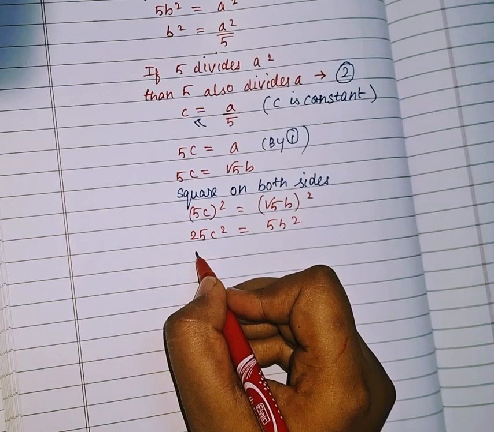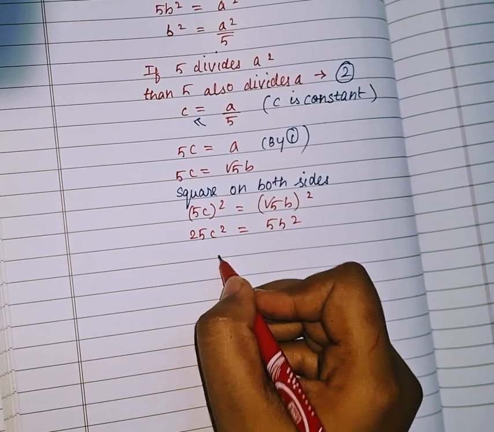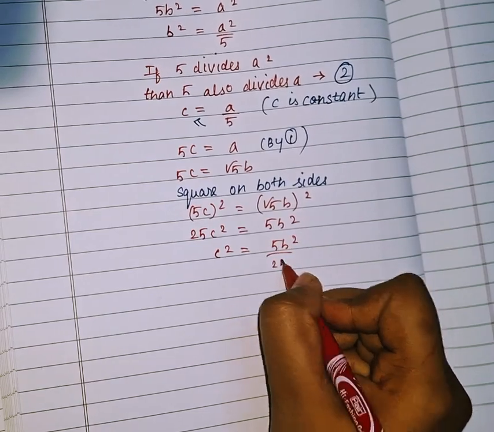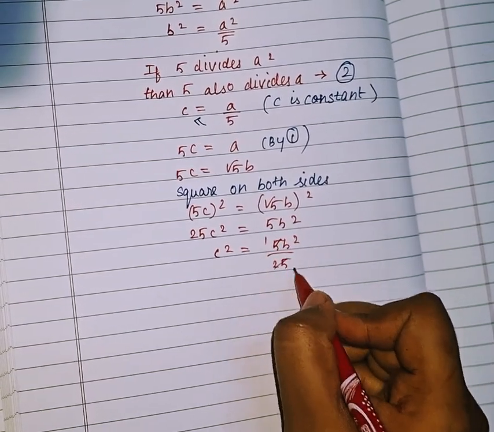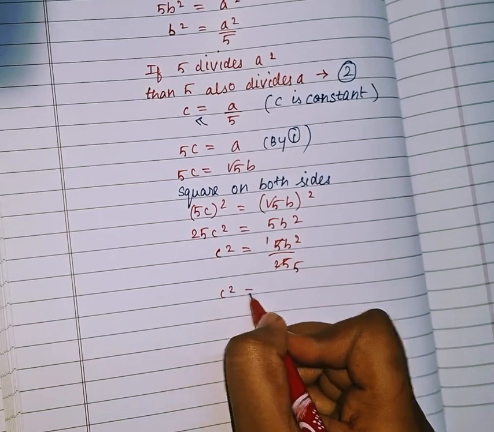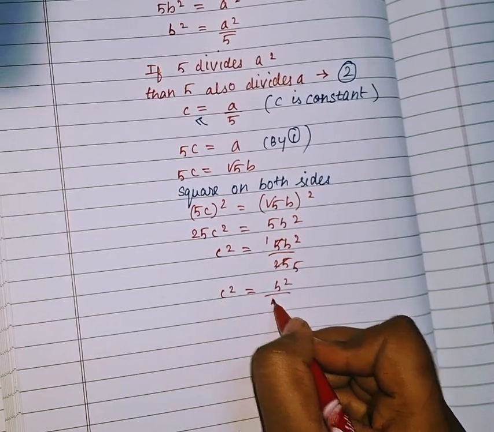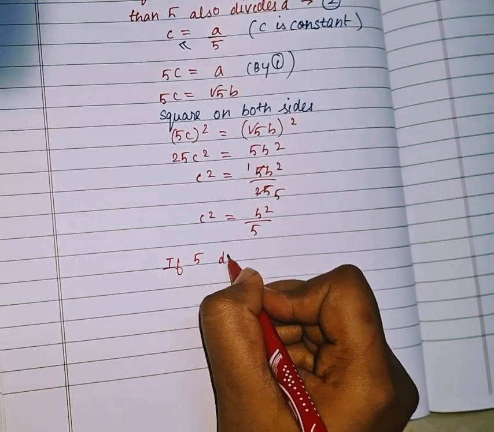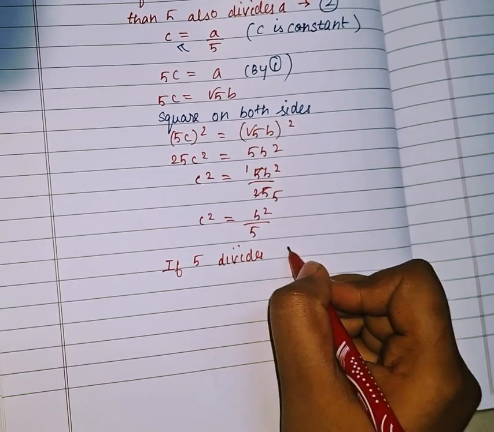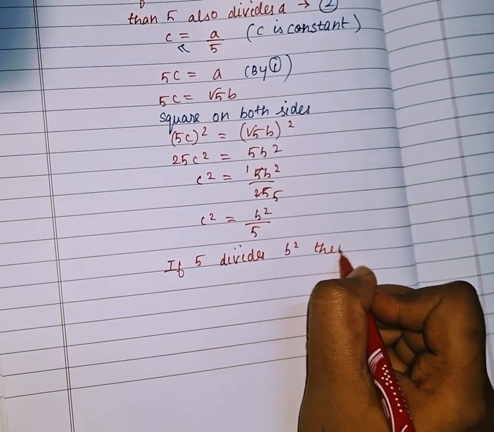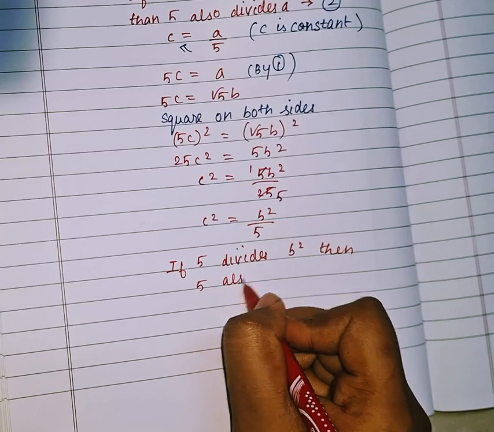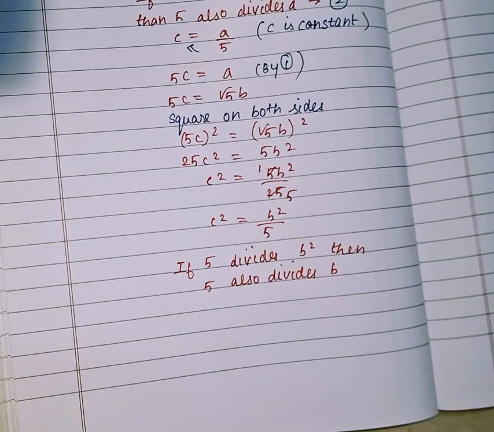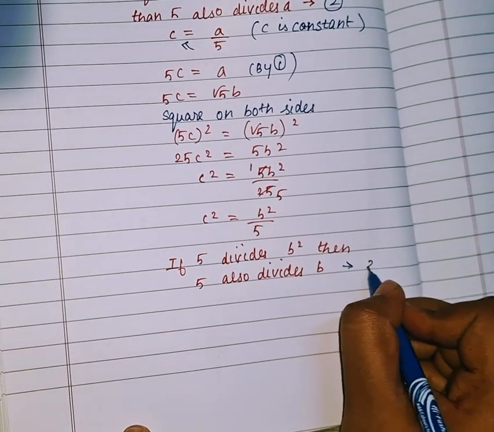Now we must divide this by 25. So c square is equal to 5b square by 25. 1 5 is 5, 5 5s are 25. So c square is equal to b square by 5. If 5 divides b square, then 5 also divides b. Let's assume this as equation 3.